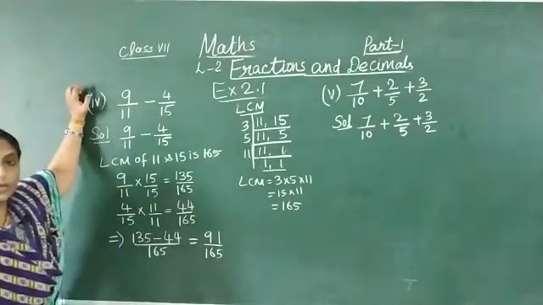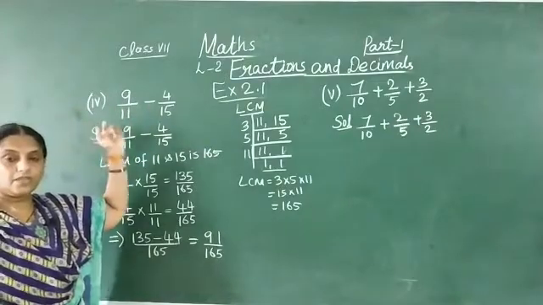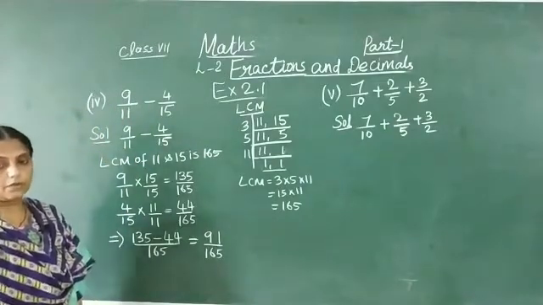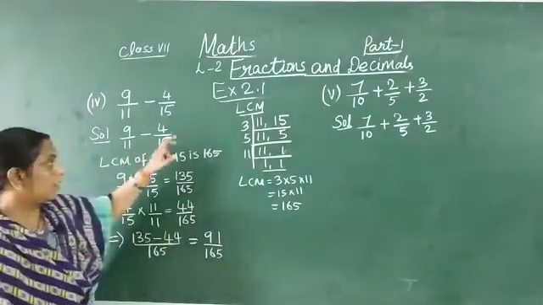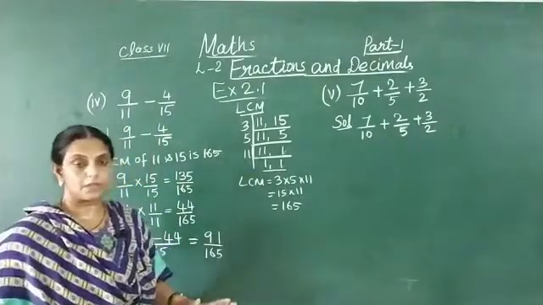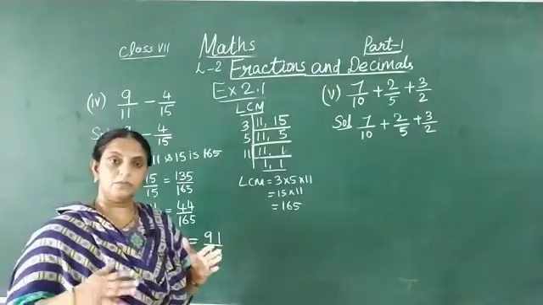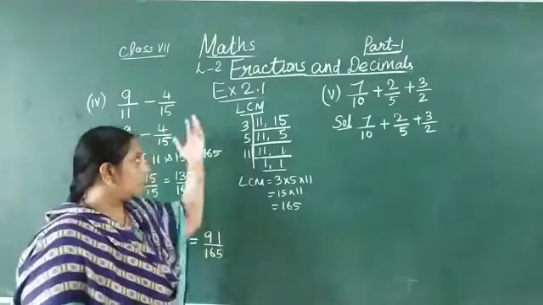Question number 4, 9 by 11 minus 4 by 15. Both are fractions and have unlike denominators. So you have to make them equal, you have to find the LCM. So the LCM of 11 and 15. For LCM, we have to make use of only the prime numbers. The prime numbers are 2, 3, 5, 7, then 11, etcetera.